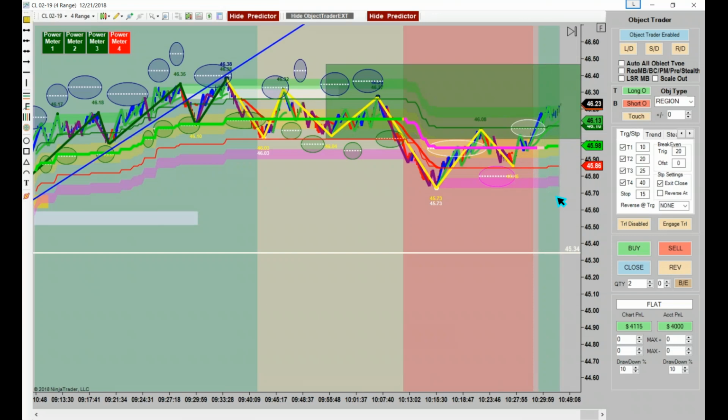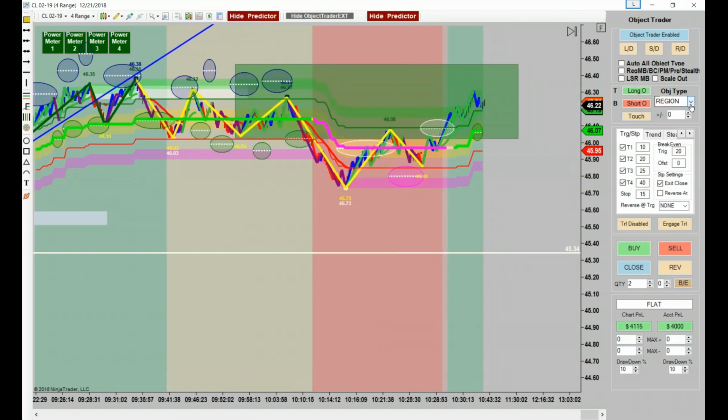Okay. And just learn to use these boxes. My two favorites on here are region and wedge. Is that a trade, anybody? Yep. See it? 10 ticks, I'll bet you. See, it came right down on top of that swing.